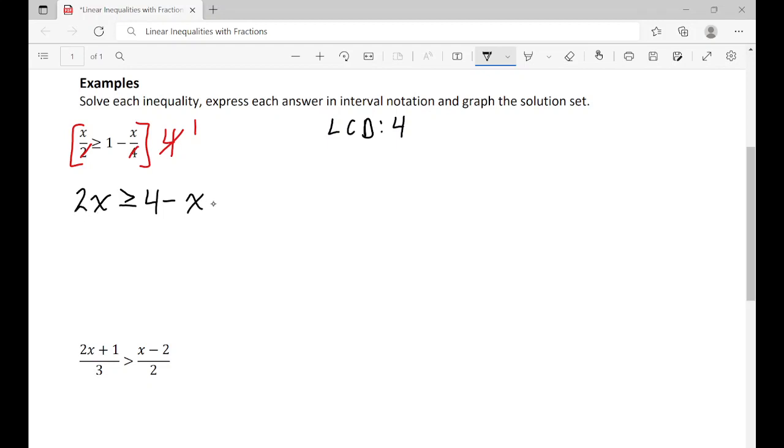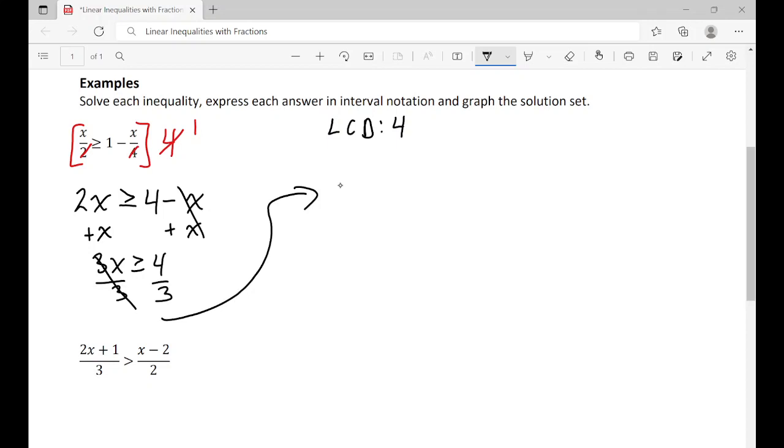Now this inequality is far easier to solve than the original one. So I'm going to get all my x's to one side. So I'm going to add x over to both sides. And I'm going to get 3x is greater than or equal to 4. And then I'm going to divide both sides by 3 to get x by itself. And I'm going to move this over here for more space. And I'm going to get x is greater than or equal to 4/3. Don't really like dealing with fractions again, but if that's the end result, then it's okay.